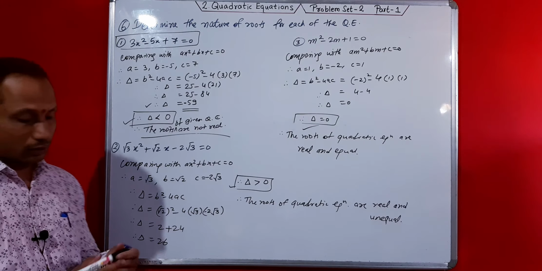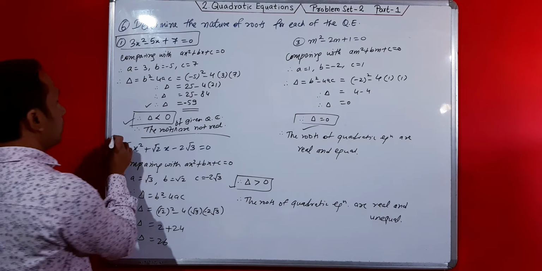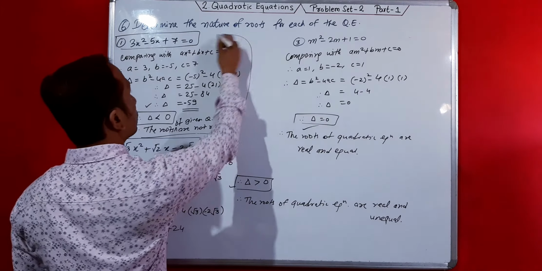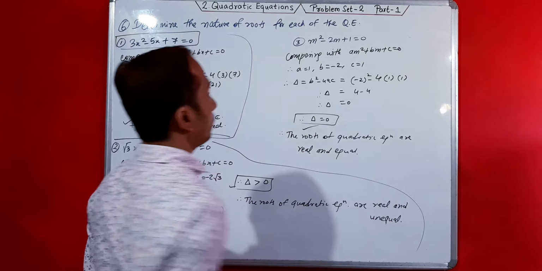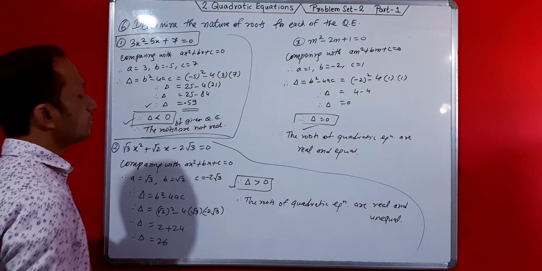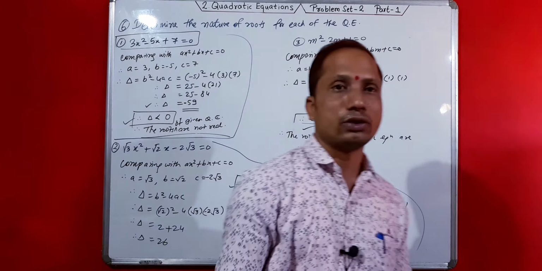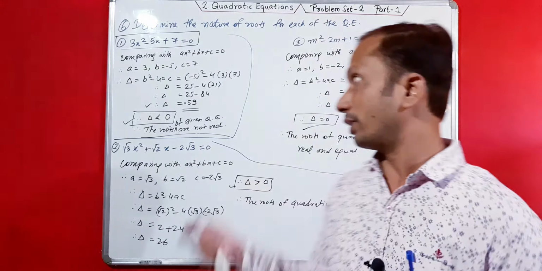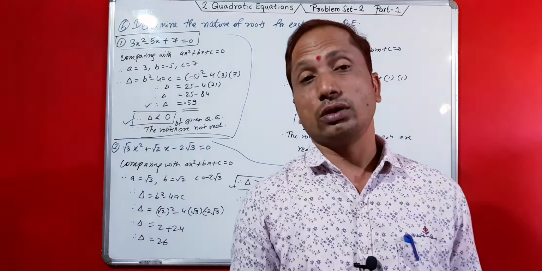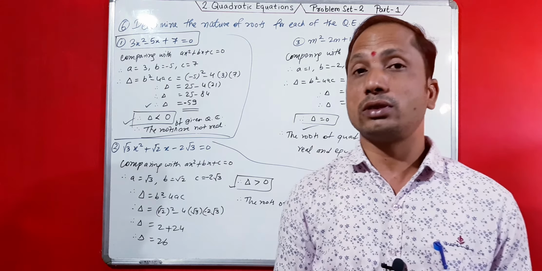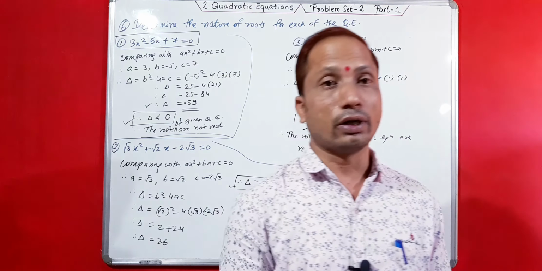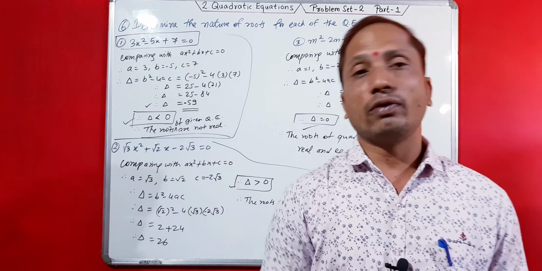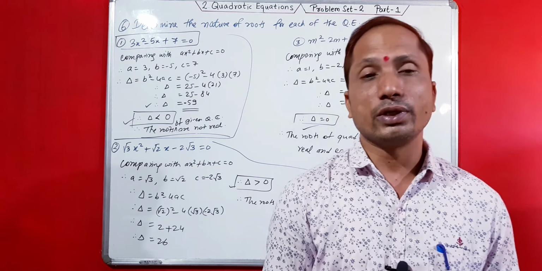These are the three questions which are based on the nature of roots: first, second, and third. We have solved these three questions in which we have to just find out the nature of roots for the given quadratic equation. So just use ax square plus bx plus c is equal to 0, the general form of a quadratic equation. Compare the given equation, find the values of a, b, c, then find the value of the discriminant, delta is equal to b square minus 4ac.